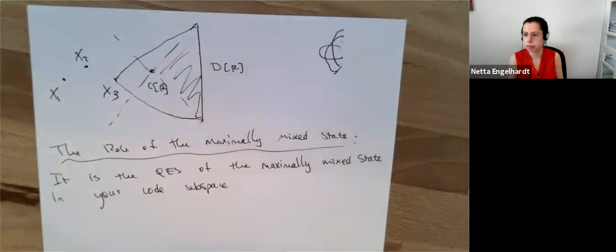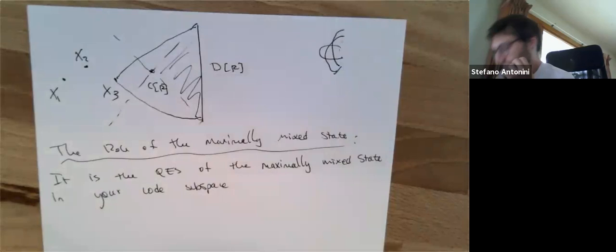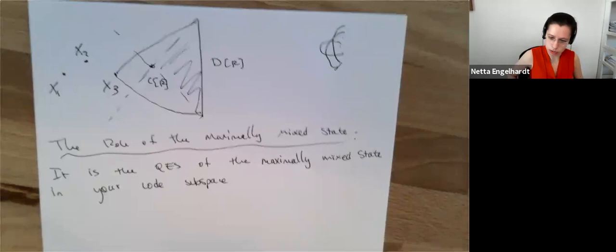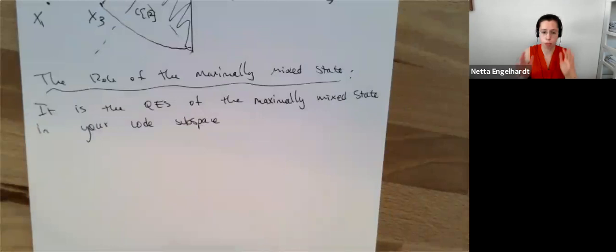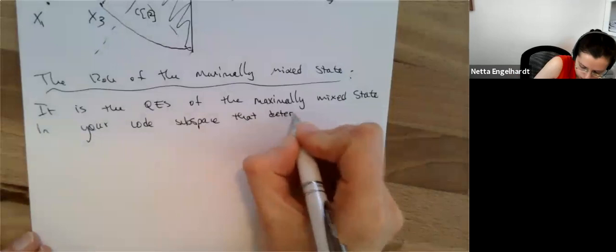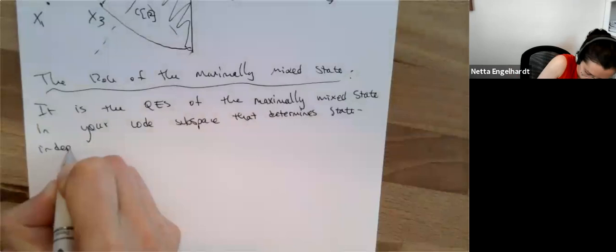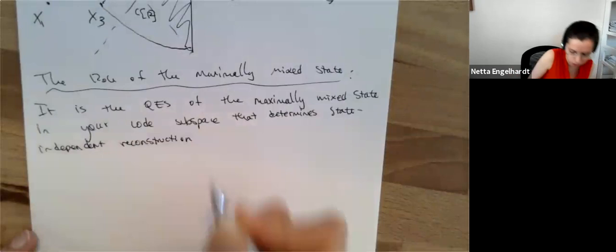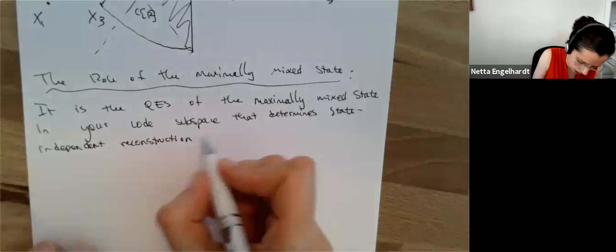Other questions? Okay. So it is the QES of the state that's maximally mixed in your code subspace, so it has support only in the code subspace. That is the QES that determines the state independent reconstruction. And this insight was derived in a very beautiful paper by Patrick Hayden and Jeff Pennington, using the language of approximate quantum error correction, in 2018.